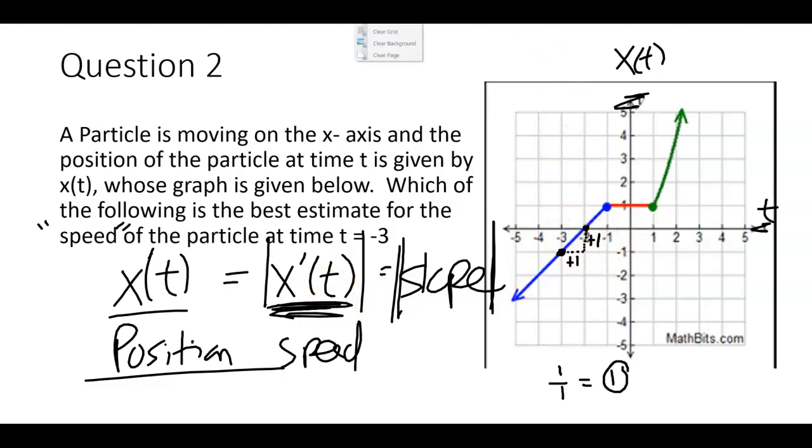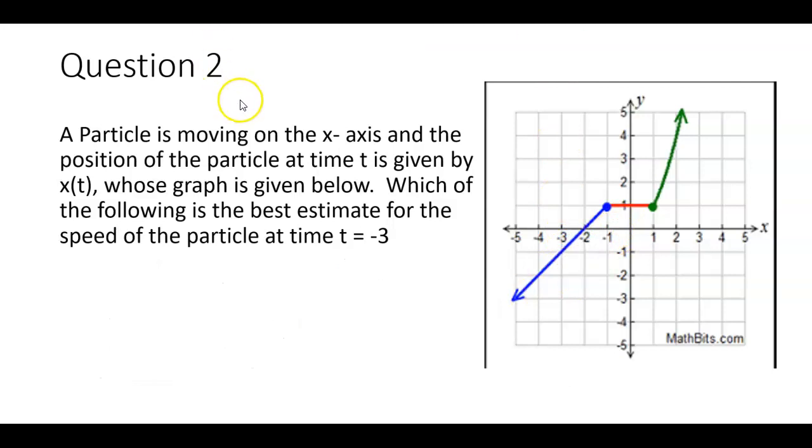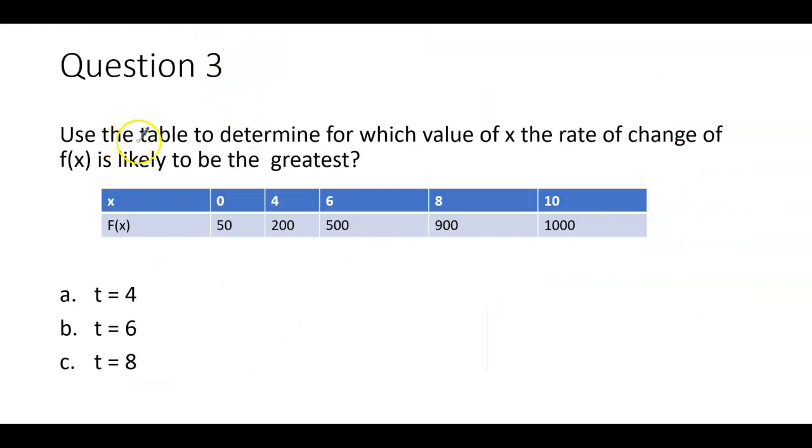All right, so let's go ahead and move on to question number 3. Question number 3 says, use the table to determine for which value of x the rate of change of f of x is likely to be the greatest. Now rate of change, that could be velocity, it could be speed if you want to do the absolute value of it, but those are all equivalent ideas there.